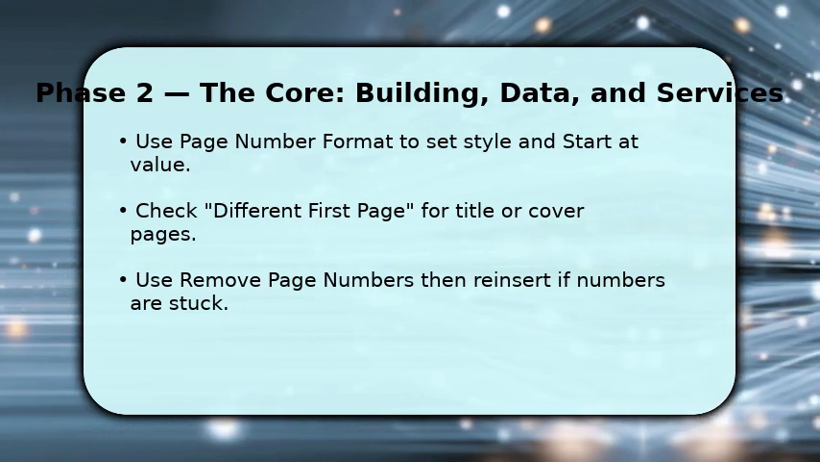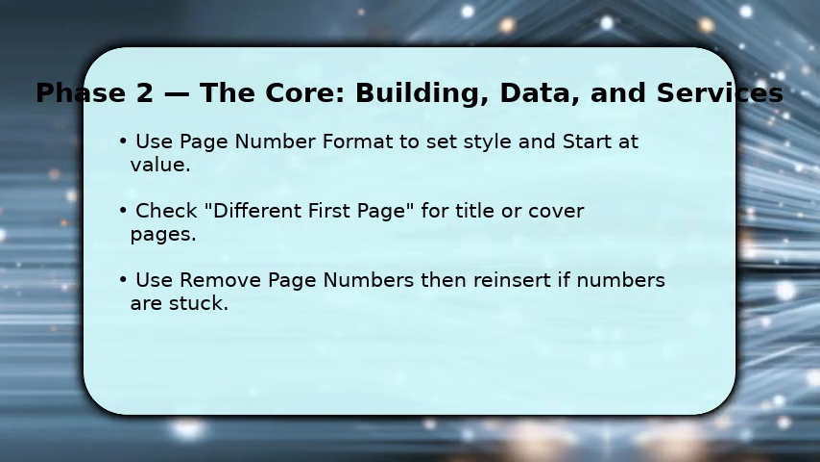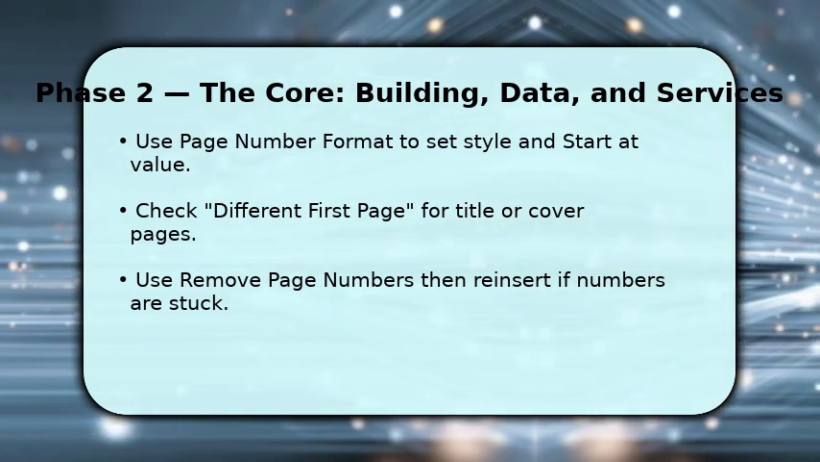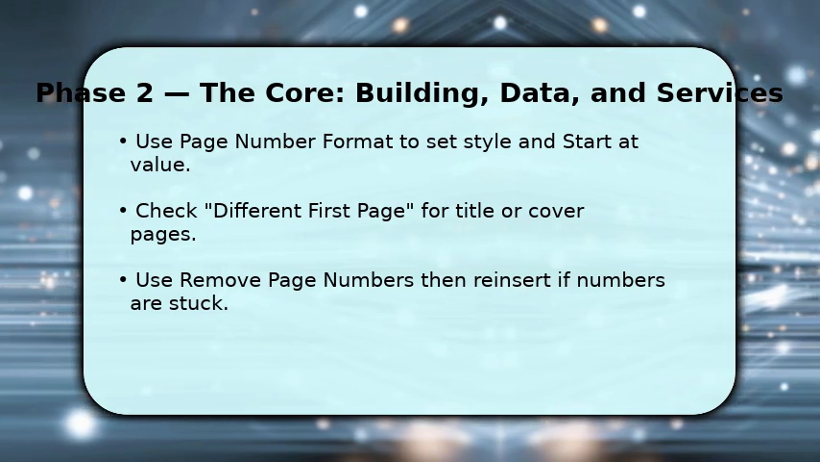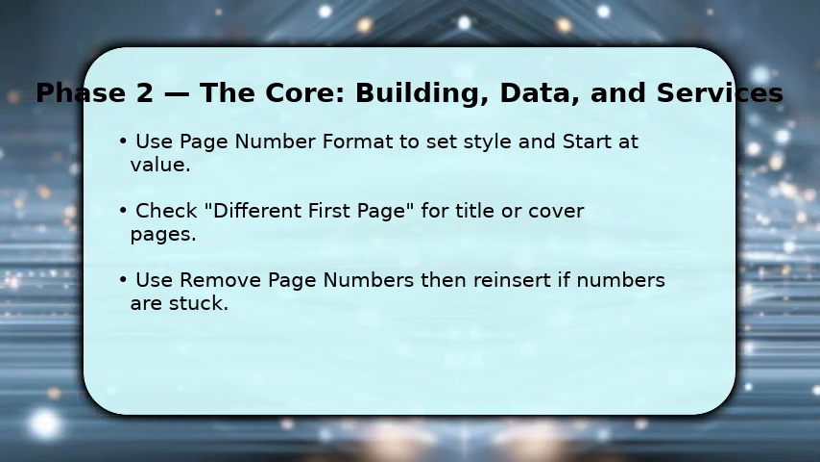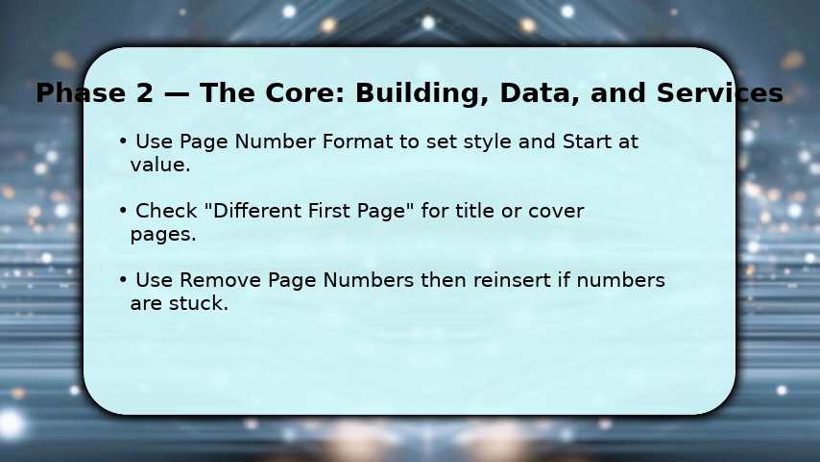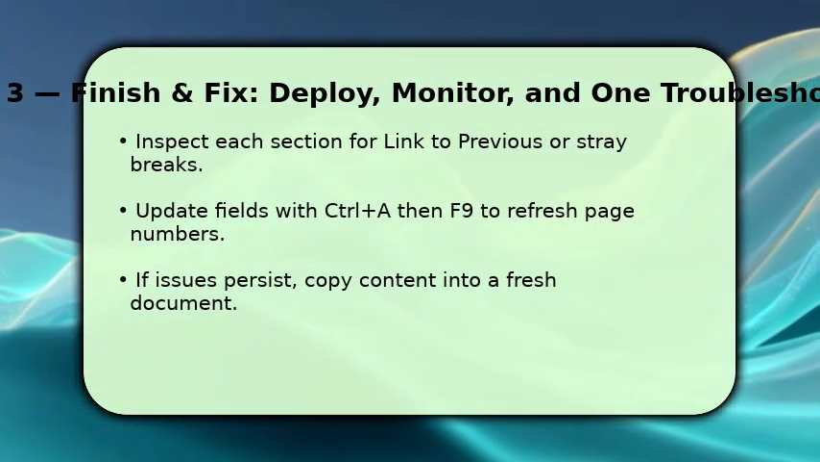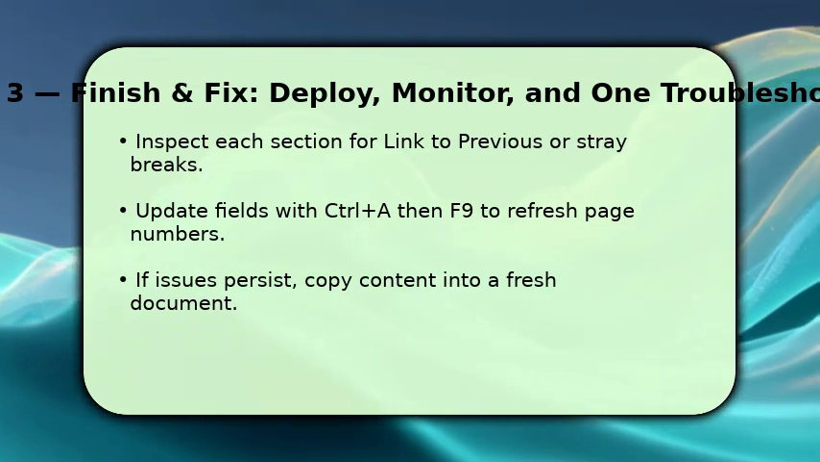Once done, verify each section's link to previous is off, because continued links override local starts. If numbers remain wrong, remove page numbers and reinsert them in the affected section to reset Word's numbering. To finish, scan every section, close headers and footers and scroll through to ensure page numbers follow your plan.